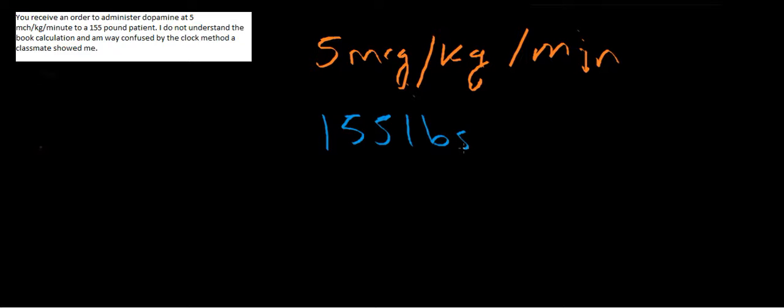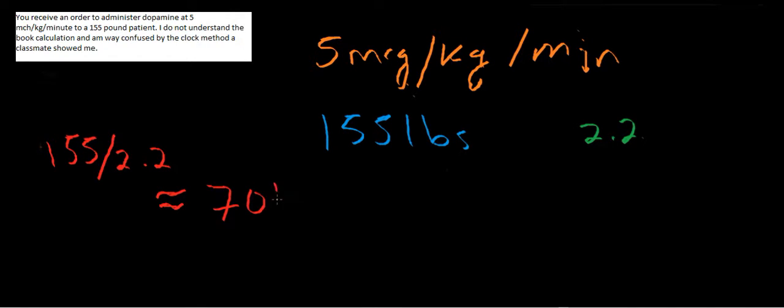To convert from pounds to kilograms, realize that there's a conversion factor of 2.2. So we just take 155 and divide that by 2.2. Here I'll kind of cheat and use a calculator, but that's approximately 70 kilograms. So we'll need that for the rest.